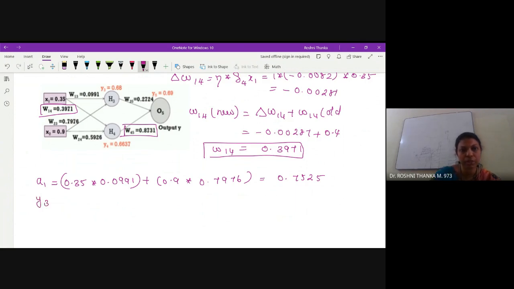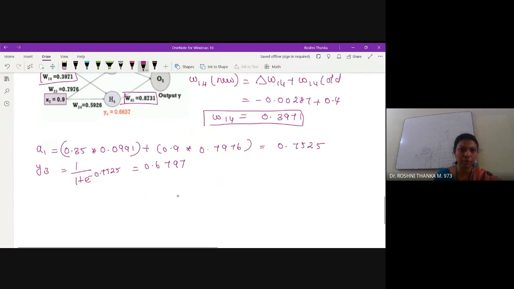And when you apply the activation function for this Y3, it is 1 by 1 plus e to the power minus 0.7525. You will get 0.6797. So this is the value you will get. Because after you update the weight, you will get a new output. So this is the previous output, and after we update the weight, this is the new output.